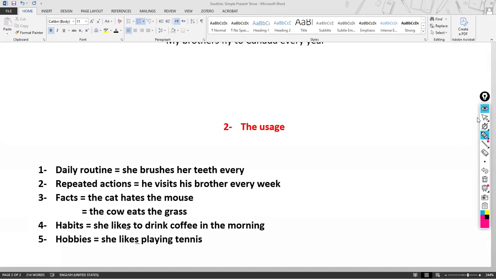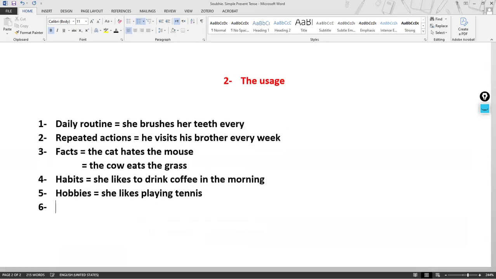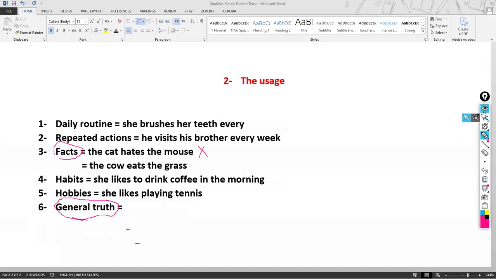Now, the final usage of the simple present tense, if you want to talk about general truth. Let me tell you, Subhi, the difference between a fact and general truth. The only difference between facts and general truth is that facts cannot be changed at all by passing time, but general truth could be changed by passing time.